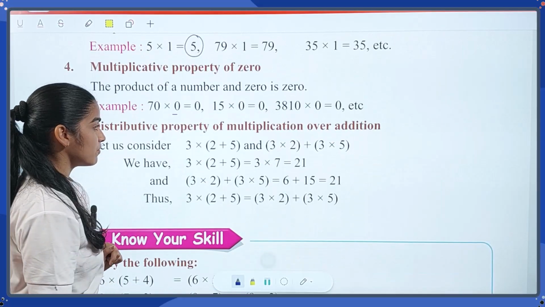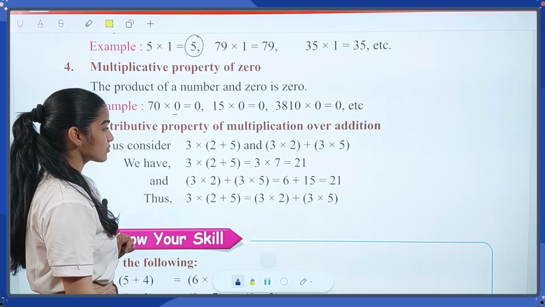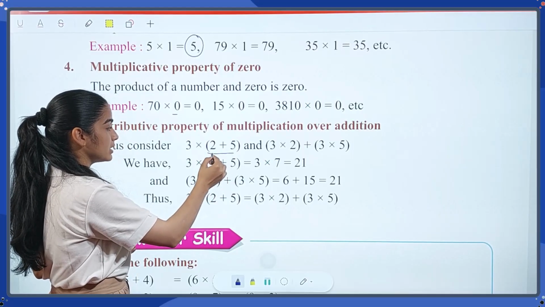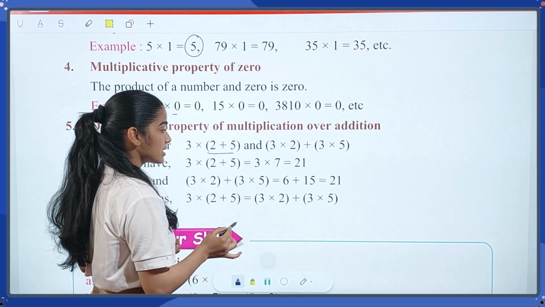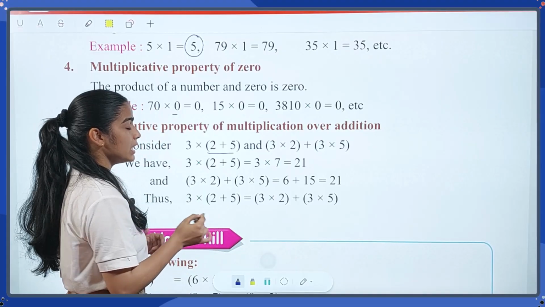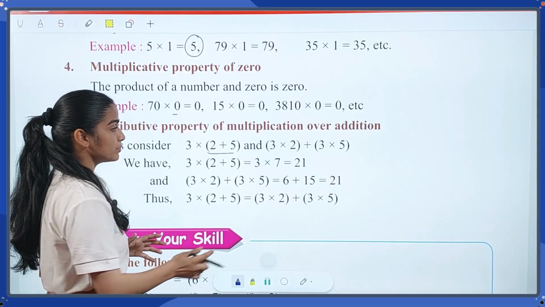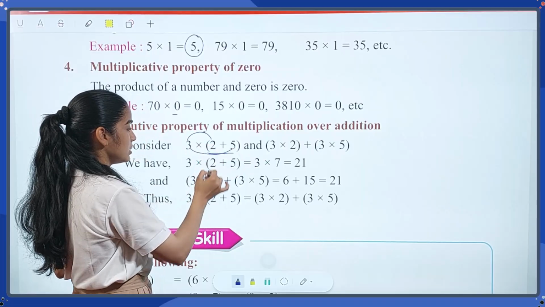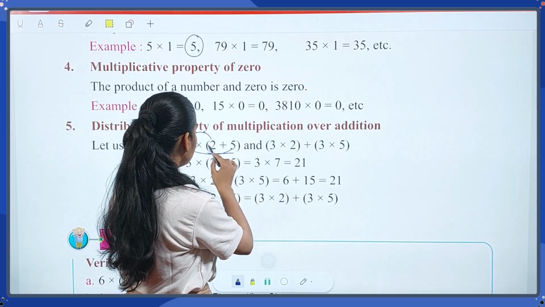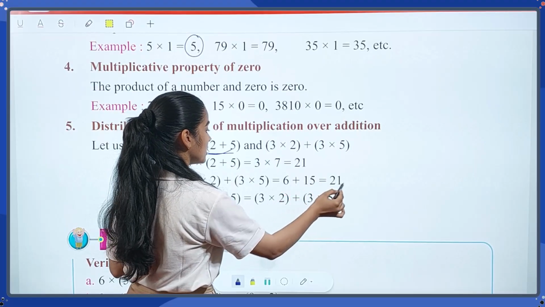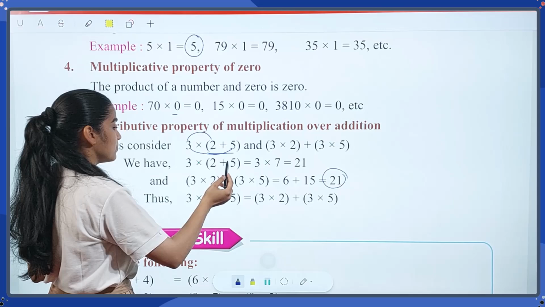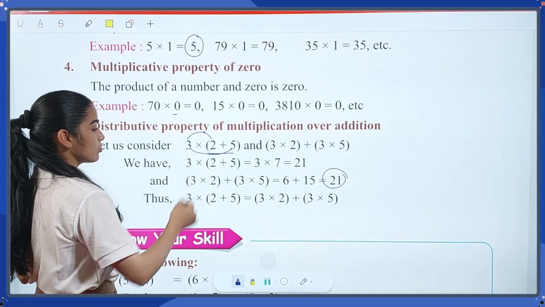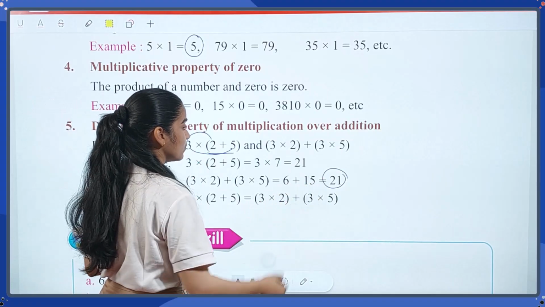Now, the distributive property of multiplication over addition. In this case, what we have to understand is that for the numbers in the bracket, if we take the sum of them and then multiply by 3, our answer will remain the same, or if we multiply separately, then also we have the same answer. For example, in this case, 3, first we multiply 2 and then 5. So 3 2s are 6 and 3 5s are 15. So 6 plus 15 is 21. If I do the same process, 2 plus 5 is 7. 7 multiplied by 3. In that case also I have the same answer, 21.